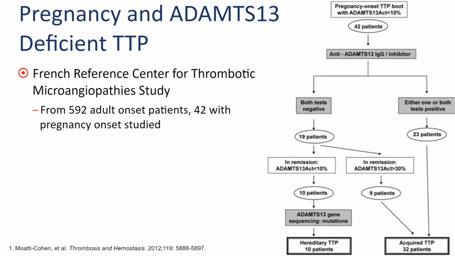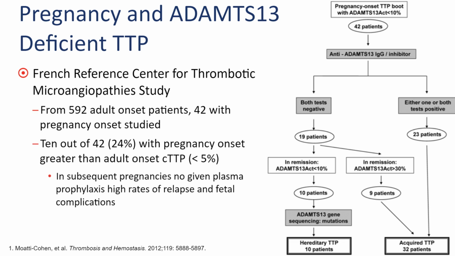So it's very interesting that 10 out of 42 patients, or 24%, with a pregnancy onset of TTP actually had congenital TTP, which is greater than what would be expected in an adult presentation of congenital TTP. So this certainly demonstrates that these are patients who had a pre-existing ADAMTS13 deficiency, but that second hit was the pregnancy that led to the acute TMA episode.